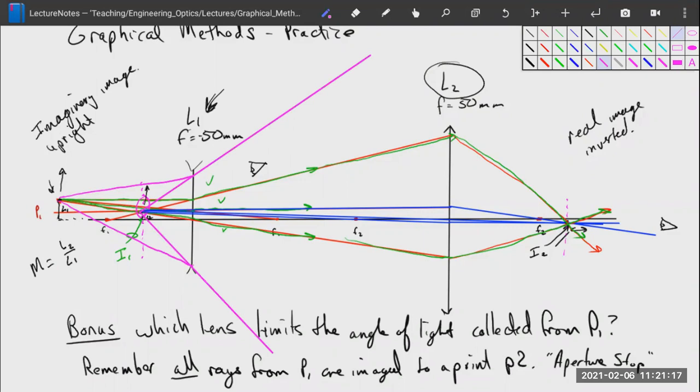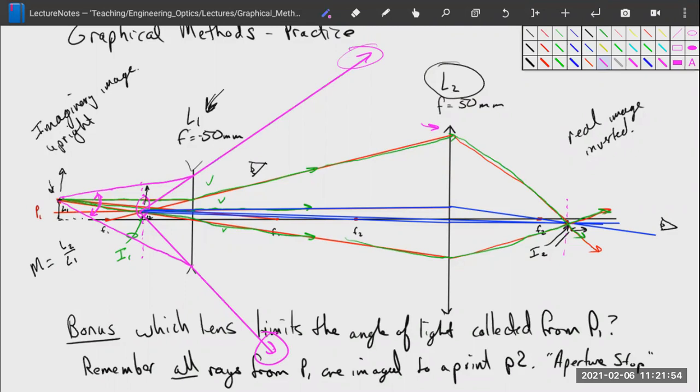So a cone of light comes from point one. The cone of light has this span, if you will. And then it hits this diverging lens and surprise, surprise, it diverges and starts spreading out even more. And what's pretty clear is that these rays do not even hit lens two, right?